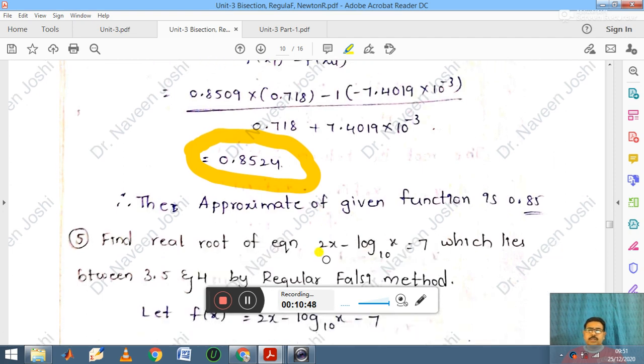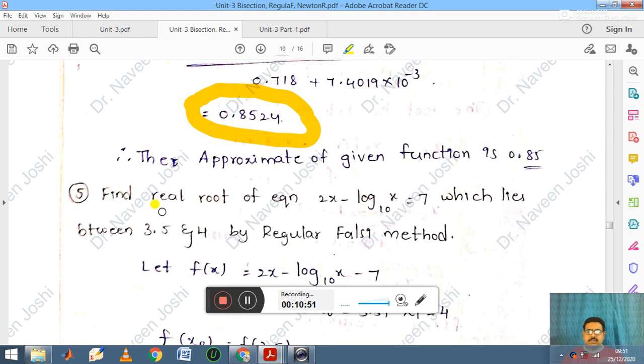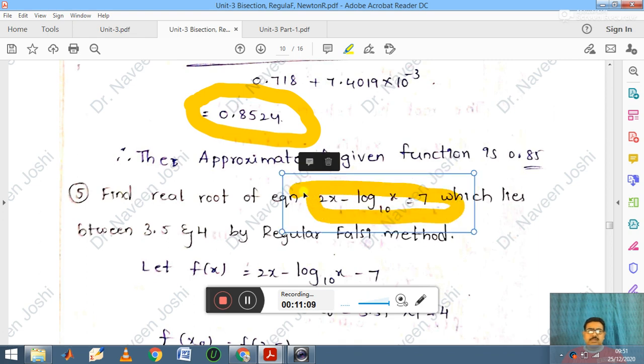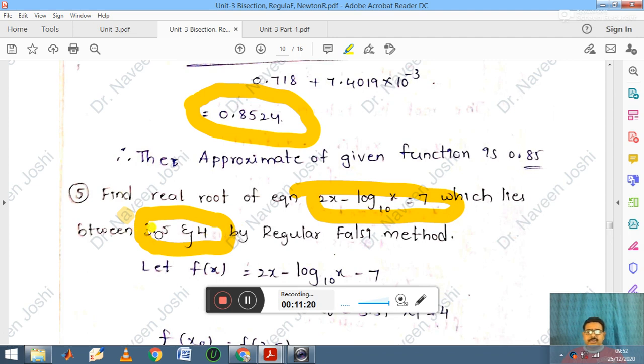Similarly, try to solve the next example. Here I am just highlighting the point. Find the real root of the equation 2x minus log x equals 7, which lies between 3.5 and 4, by the Regula-Falsi method. See here, the given function is a transcendental equation because it contains a logarithmic function, and x0 and x1 values are already given. No need to go by trial and error method. So your x0 value is 3.5 and x1 value is 4. The given expression contains log x base 10.